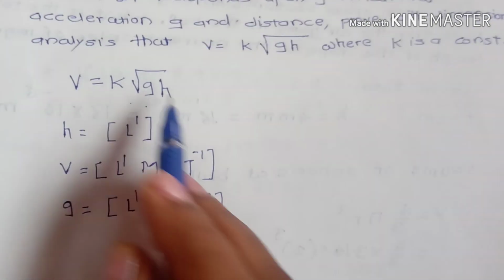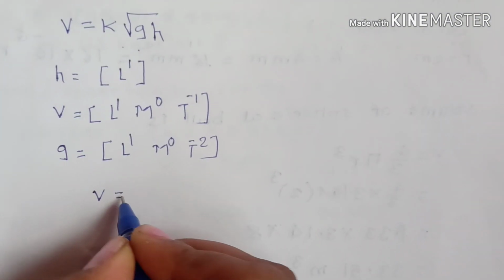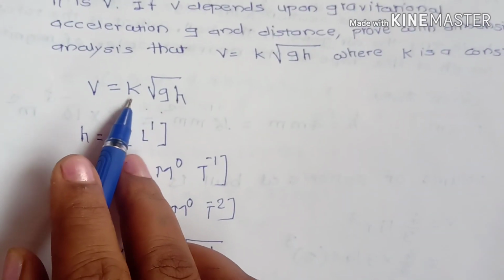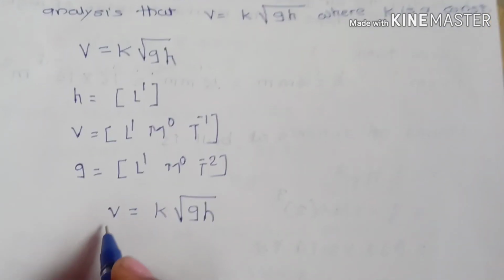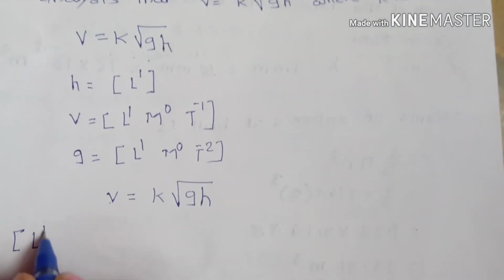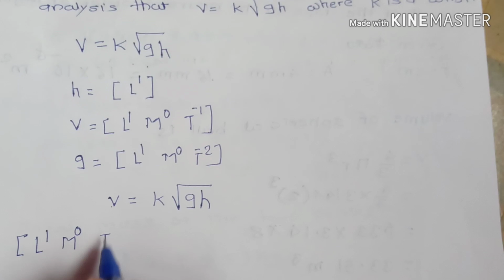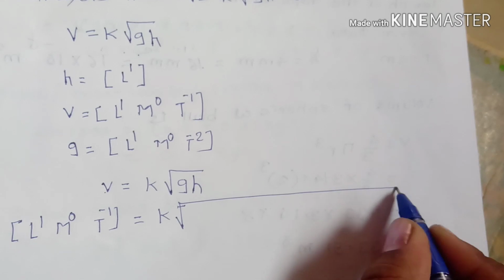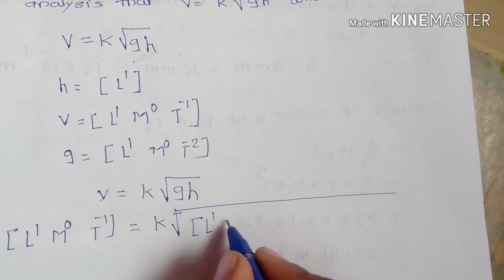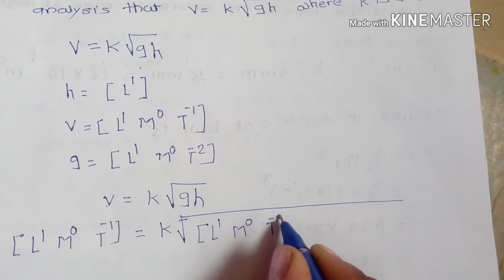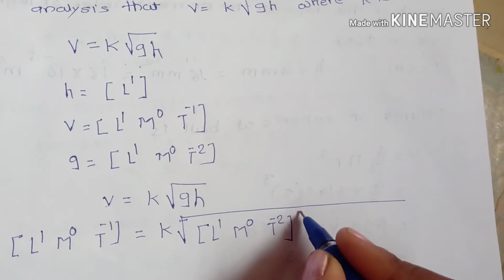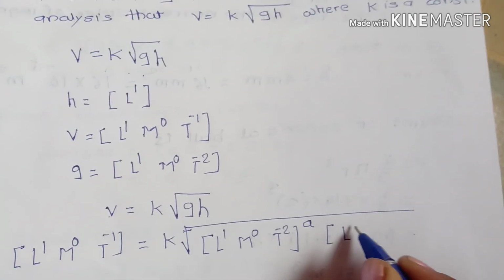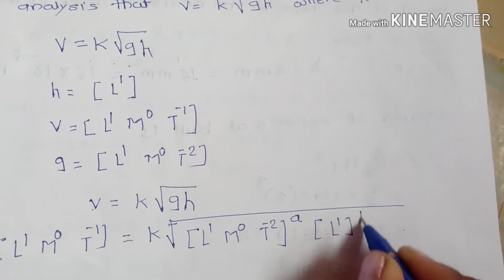Put all these values in this equation. The equation is again written as v is equal to k under the root of gh. K is the proportionality constant, a dimensionless quantity. Now the dimensions of v, L raised to 1, M raised to 0 and T raised to minus 1, are equal to k under the root of the dimensions of g, L raised to 1, M raised to 0, T raised to minus 2, and since we don't know the power, we consider it as a. And the dimensions of h are L raised to 1, and consider the power b.